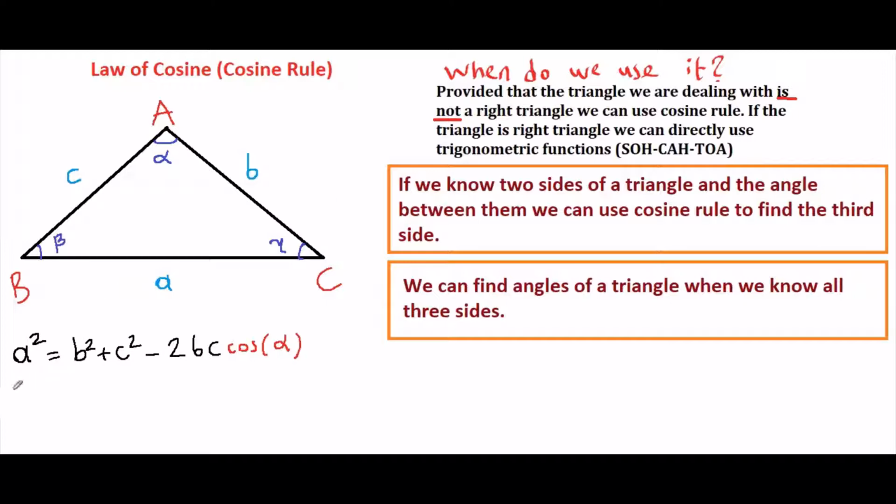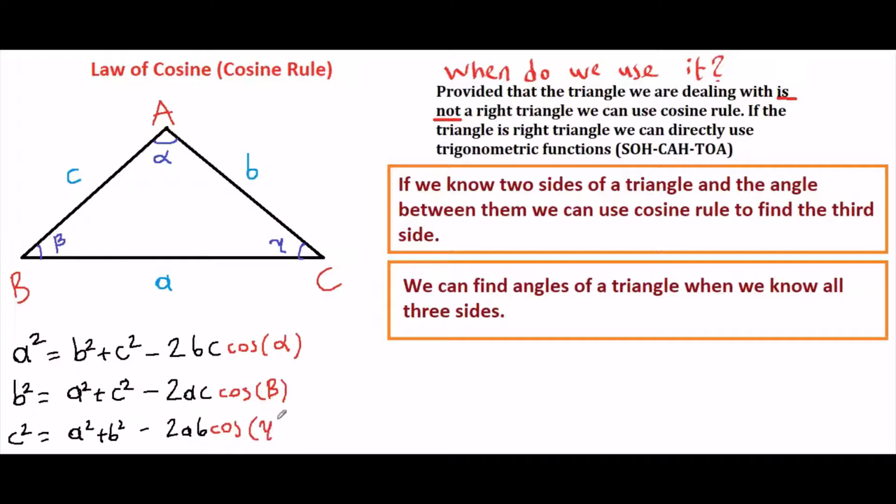So using the same logic, if the side B is missing, then we apply A squared plus C squared minus 2 times AC times cosine of beta. If side C is missing, then A squared plus B squared minus 2 times AB times cosine of gamma. So this is how we can find the missing sides.